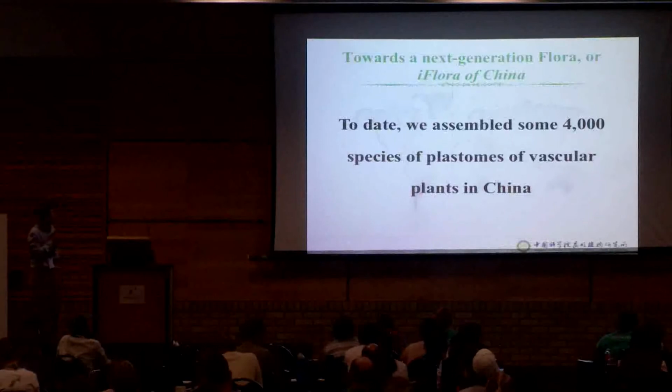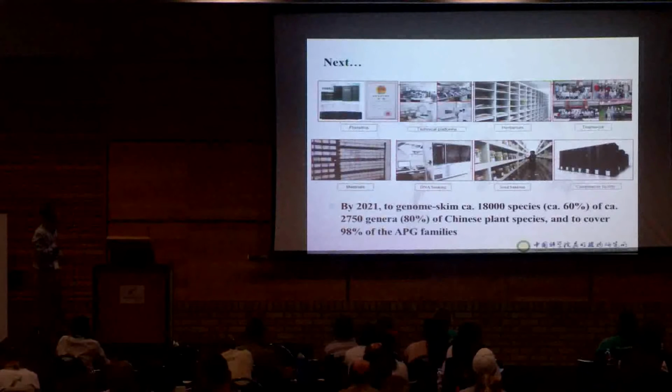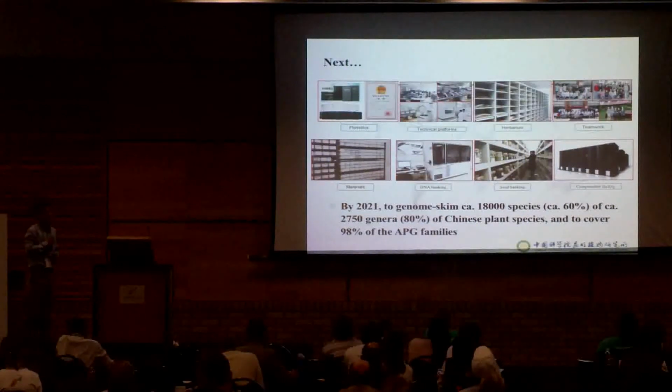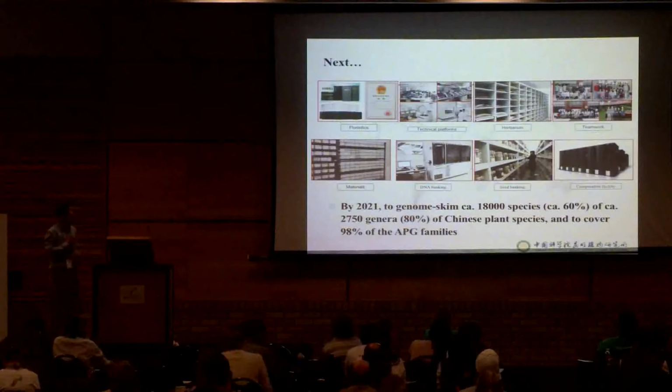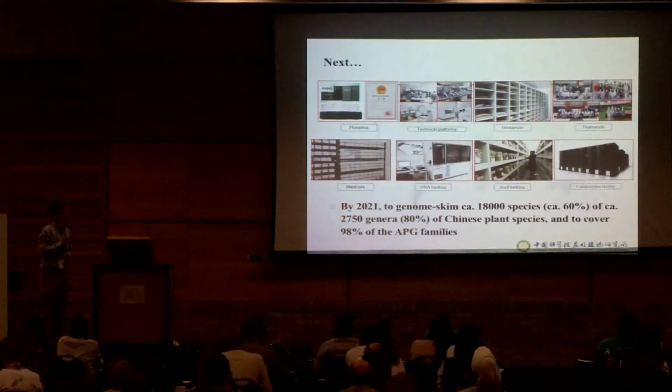So right now we have assembled some 4,000 species of plasmon of vascular plants for China, and the target, as I mentioned, is 18,000 in 5 years' time, representing 80% of the genera and all families of China, and maybe 98% of the families of the APG, because we have all the Herbarium specimens and the seed banks and the pipelines available. So this is going to be the target.